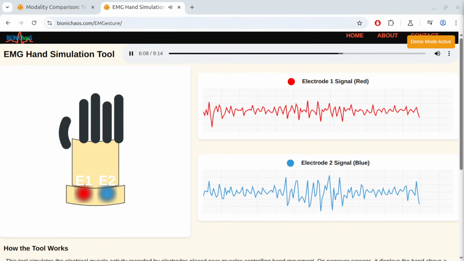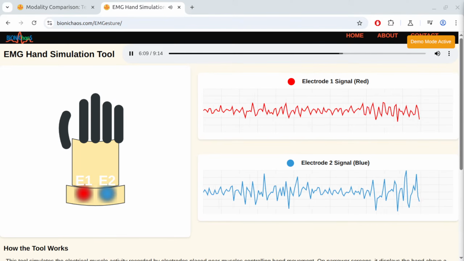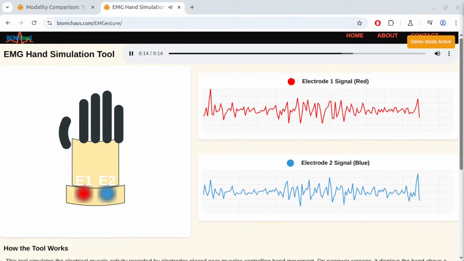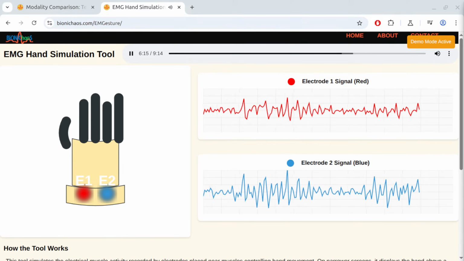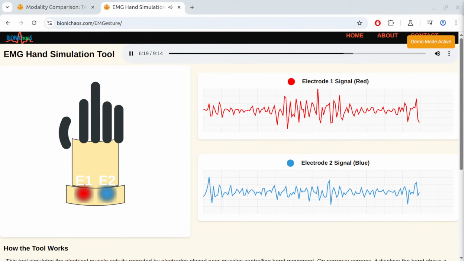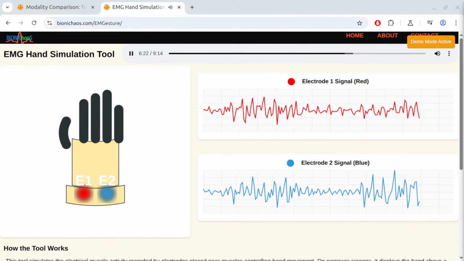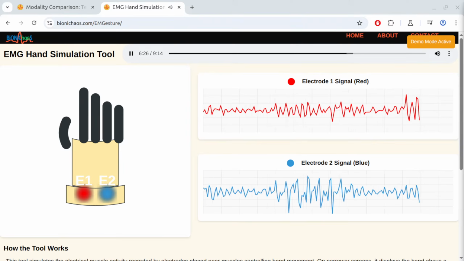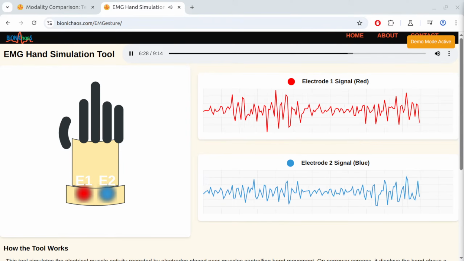Right. But this brings up a critical point you touched on earlier. This is not real medical data, right? Absolutely not. And that's probably the most important takeaway here. The purpose of this detailed simulation, the patterns, the noise, it's all geared towards one thing: providing an intuitive, accessible introduction to the principles of EMG. It's purely for education.